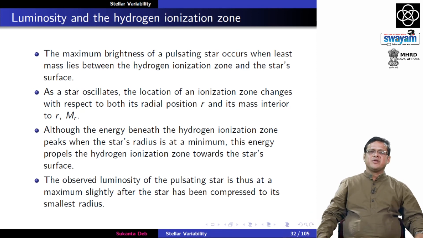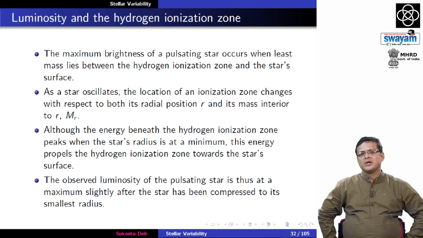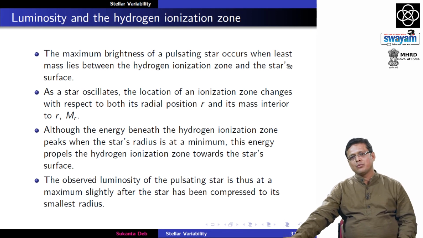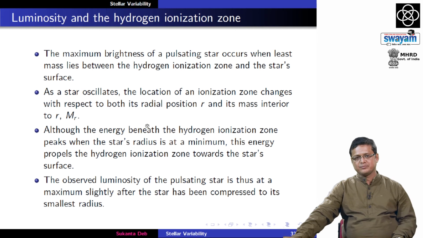Now, there exists a very important relationship between the luminosity and the hydrogen ionization zone of a pulsating star. The maximum brightness of a pulsating star occurs when least mass lies between the hydrogen ionization zone and the star surface. As a star oscillates, the location of an ionization zone changes with respect to both its radial position r and its mass interior to r, denoted by m subscript r.